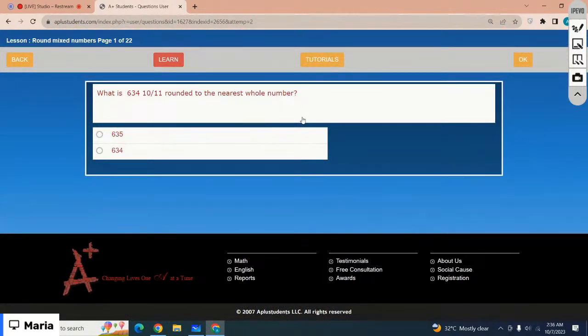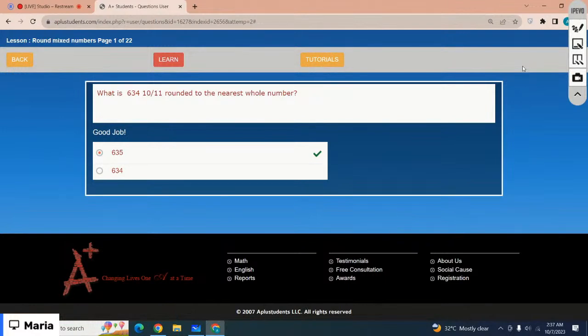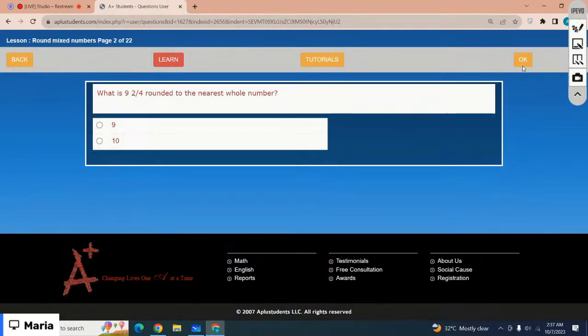Okay, just look at this one. 634 whole 10 over 11. Okay, just look at the fractional part 10 over 11. That means a shape has 11 portions total, and 10 of them are colored, right? That means 10 over 11 is obviously greater than 1 over 2. So 634 is rounded off to 635 because the fractional part is greater than 1 over 2. You need to round up.